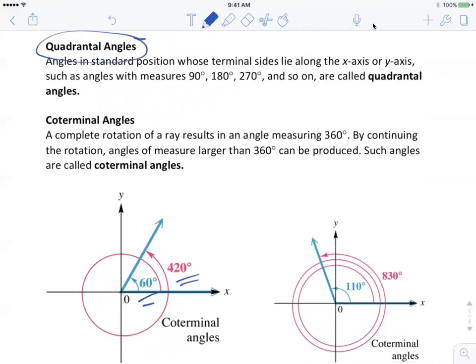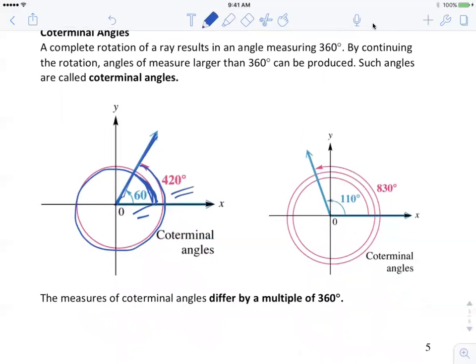60 and 420 are coterminal, right? 60 is just right here. 420 is going all the way around 360 degrees and then another 60, because 360 plus 60 is 420, right? But notice they both end up in the same location. Just 420 has that extra rotation in it. So another example, 110 and 830 are coterminal, okay?